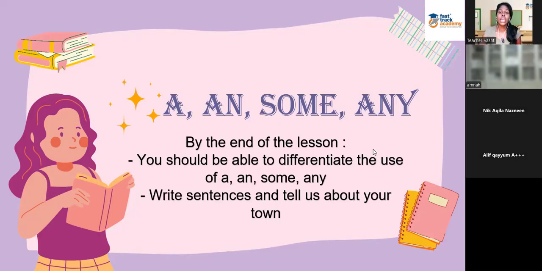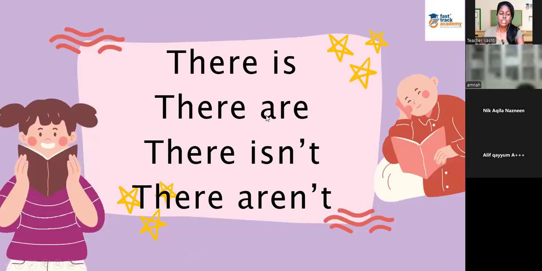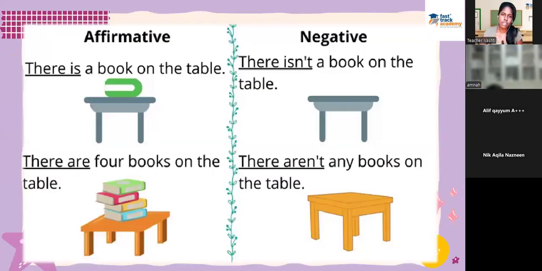Now, when you want to write a sentence, you can start with the words there is or there are. Kalau tak ada, if you don't have, if it's not there, you can use there isn't or there aren't. For example, we're going to look at examples where to use there is and there are, okay? So kalau ada satu, if there is one, for example, there is a book on the table. Kalau ada satu, we say there is a book on the table.